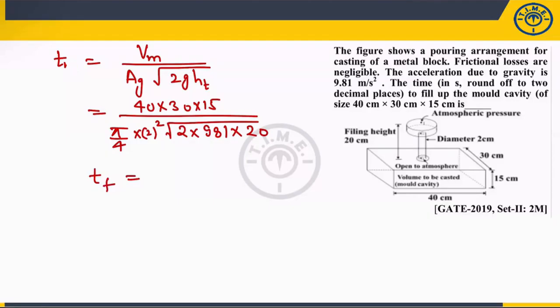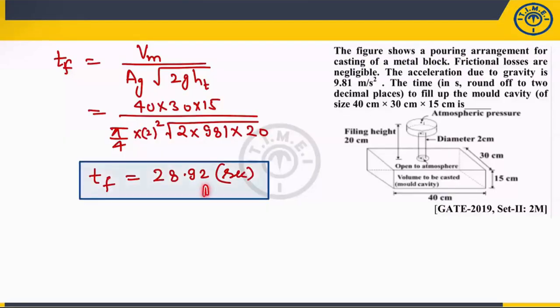What is the mold filling time? Yes, 28.92. So they were asking the mold filling time in second. Yes, you will get in second only. Sometimes if you have calculated this value, you will get in second only because you have used the meter per second. But if they are asking in minute, then you have to convert into the minute.